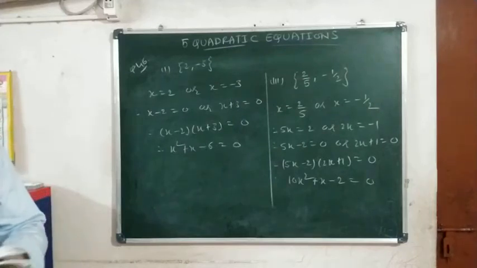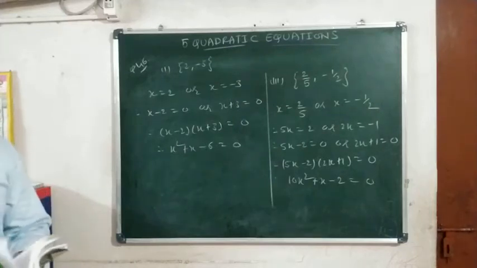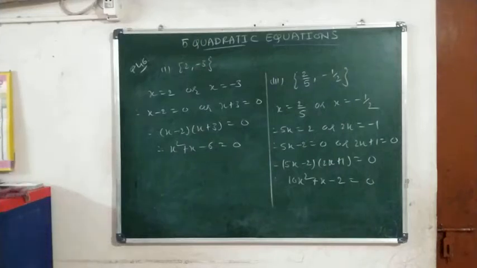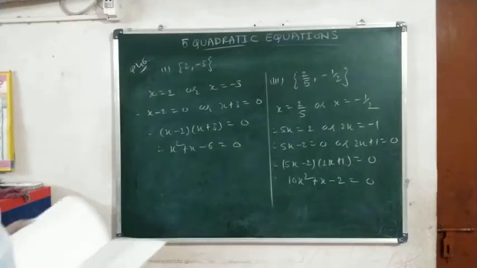Second one you will try yourself. x square minus 5x square, 10x square plus x minus 2. Okay, the first answer.